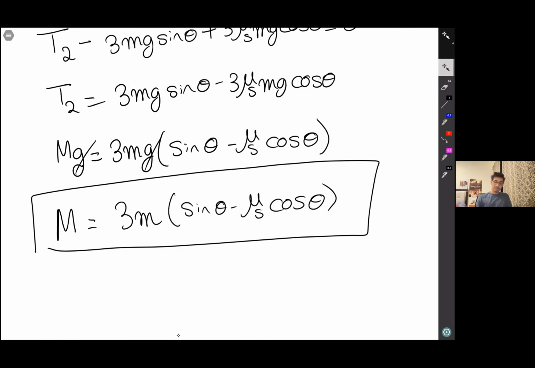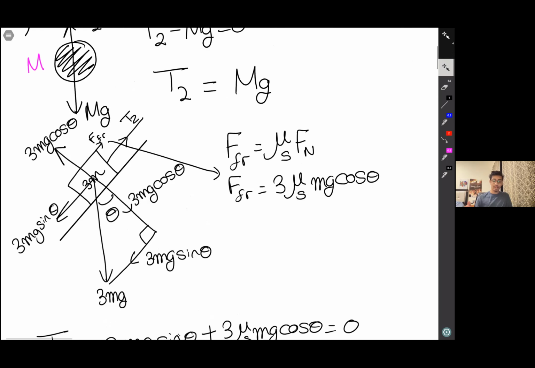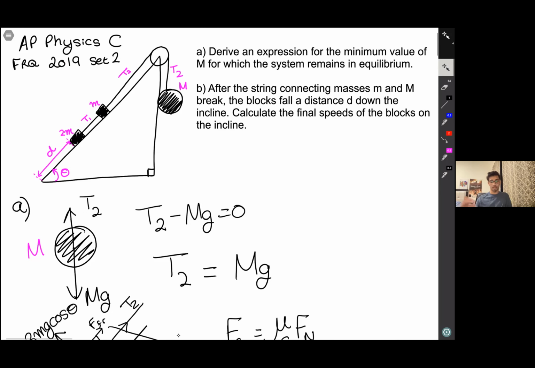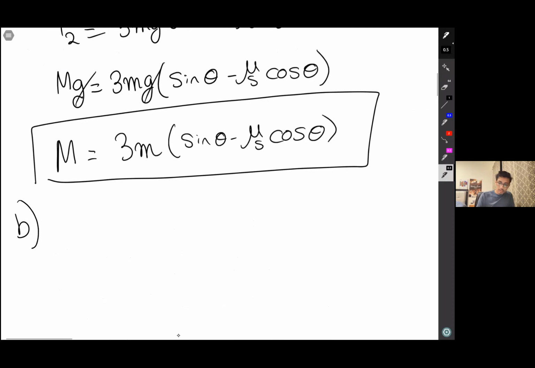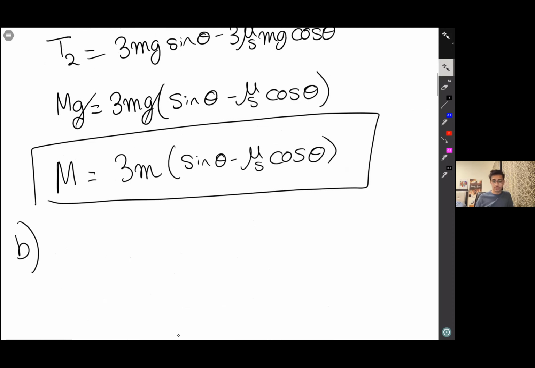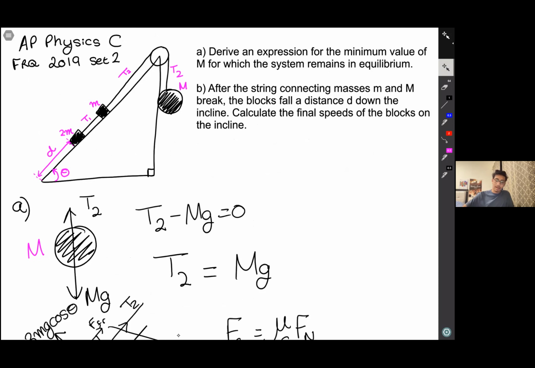All right, I hope that wasn't too bad. If you did understand that, part B will be a breeze, honestly. So let's do part B. Let's just remind ourselves what the question is. After the string connecting mass little m and big M breaks, so after it cuts, the blocks fall the distance d down the incline. So they want us to calculate the final speed of the blocks.